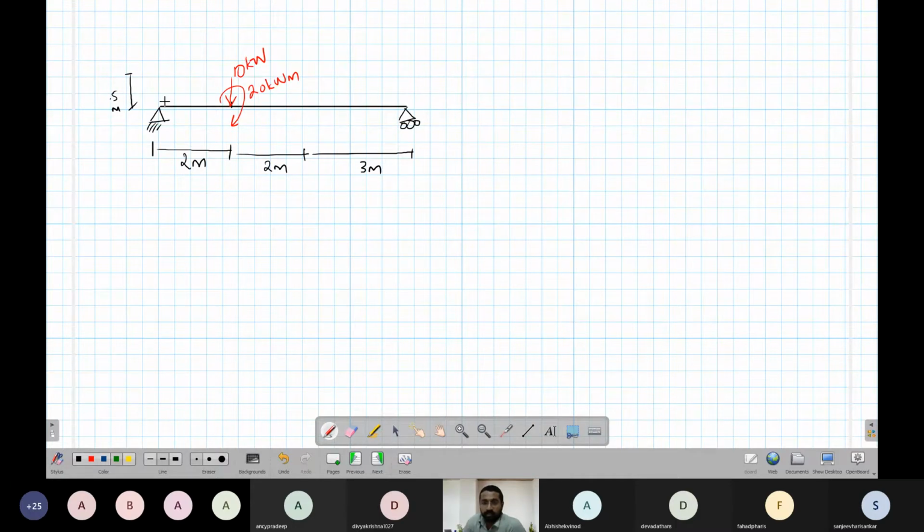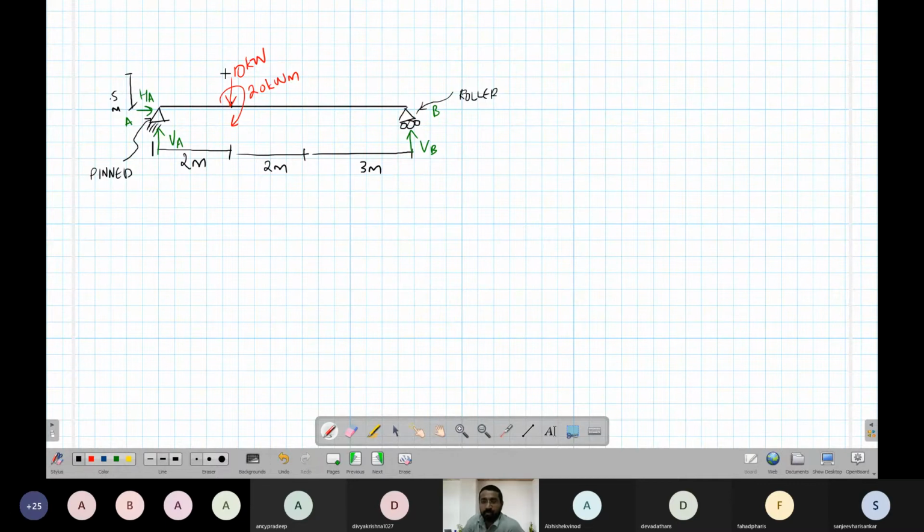You just have to find the reactions for this problem. So there are three reactions possible. This is A, this is B. This is a pin support, so we have two reactions, VA and HA. This is a roller support, so we can have only VB. So we have VA, HA, and some force and moment.